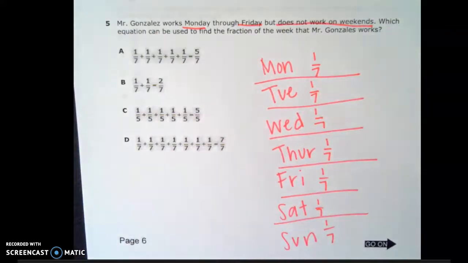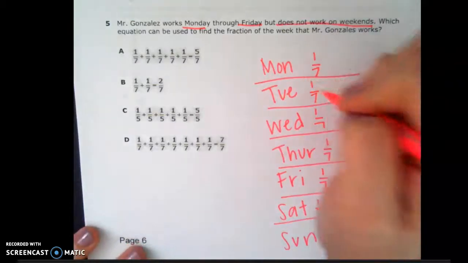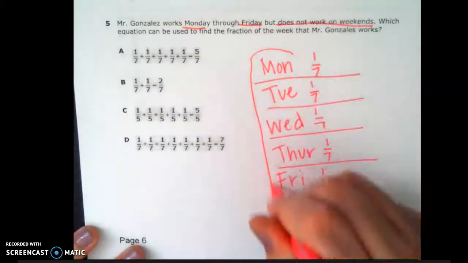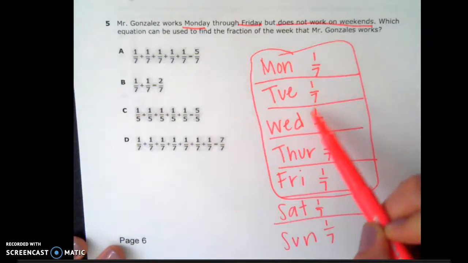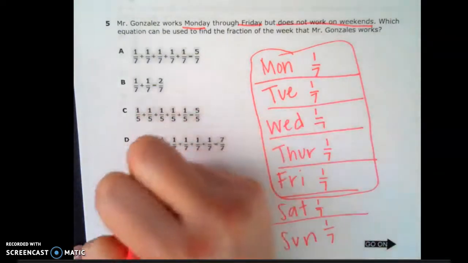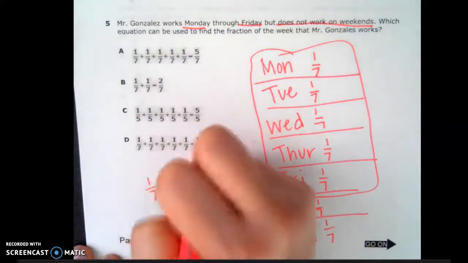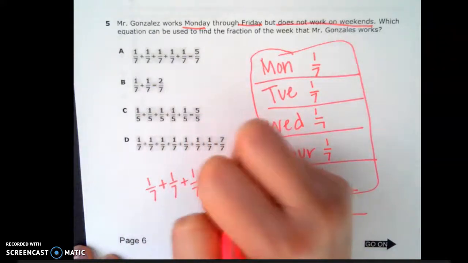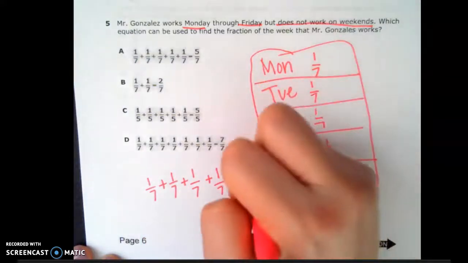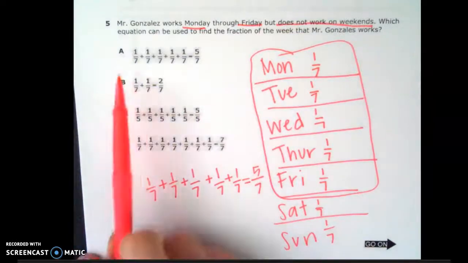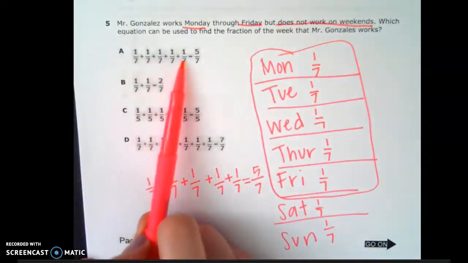Okay? So, he only works Monday through Friday. So, he only works Monday, Tuesday, Wednesday, Thursday, Friday. How many 7ths does he work? He works 1, 2, 3, 4, 5. So 1/7 plus 1/7 plus 1/7 plus 1/7 plus 1/7 equals 5 7ths. So here we go. Letter A. 5 7ths.